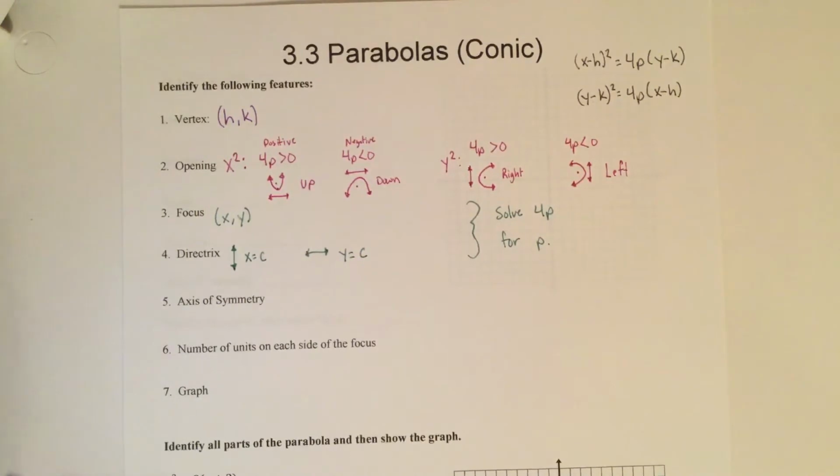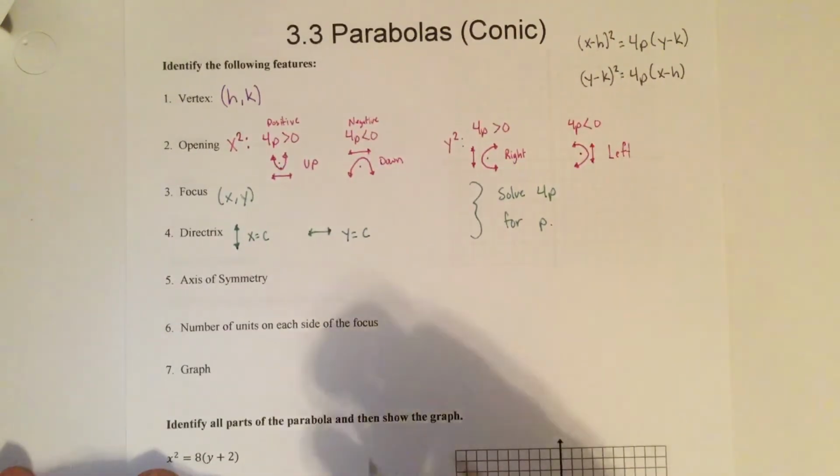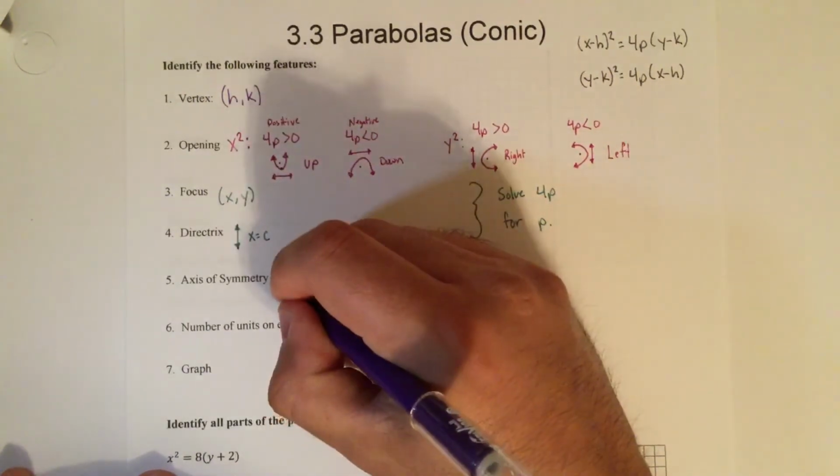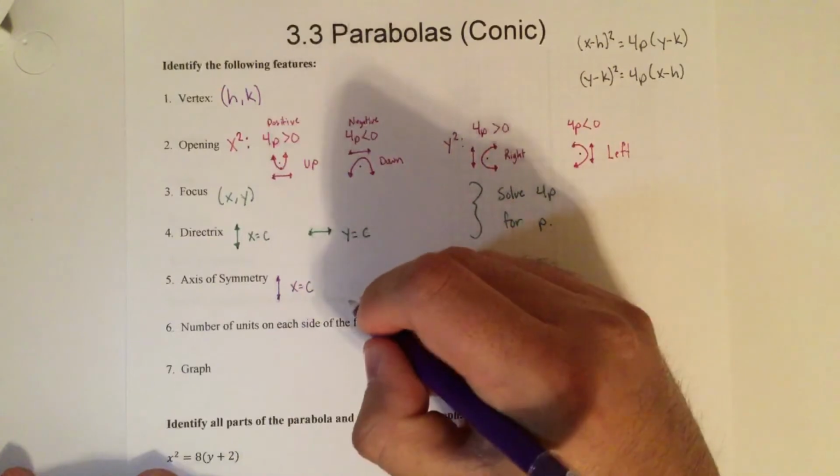Now, next for the axis of symmetry. The axis of symmetry is going to be the same thing. If it's a vertical line, it's x equals a constant.